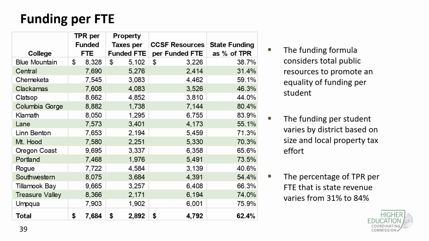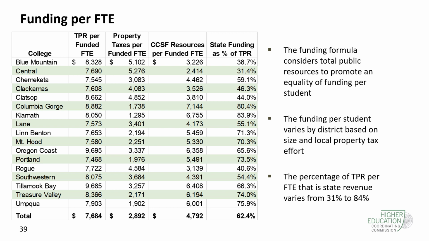These next two charts are a little bit busy, but this shows you for all 17 colleges, again, this is for fiscal year 2022, this shows you that each college receives a different amount of state funding as a percent of the total public resources. So in total, again, $7,684, each college receives the same level of funding.